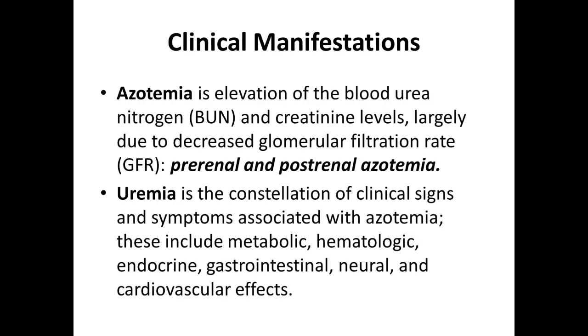Clinical manifestations of kidney pathology come with azotemia, with elevation of the blood urea nitrogen and creatinine levels, largely due to decreased glomerular filtration rate, which is divided into two types, prerenal and postrenal azotemia, guys, and uremia, the constellation of clinical signs and symptoms associated with azotemia. These include not only gastrointestinal, endocrine, metabolic, hematologic or neural effects, but cardiovascular effects too.